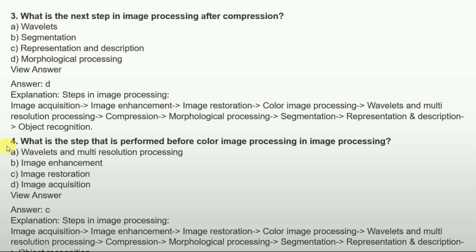Next question is, what is the step that is performed before color image processing in image processing? Options are wavelets and multi-resolution processing, image enhancement, image restoration, image acquisition. The answer is image restoration, because as we can see in the steps, color image processing comes after image restoration. So the answer is image restoration.